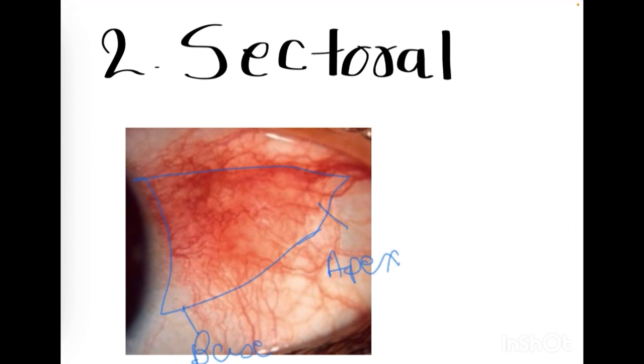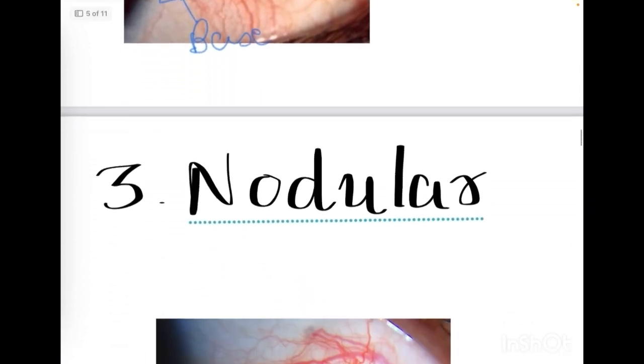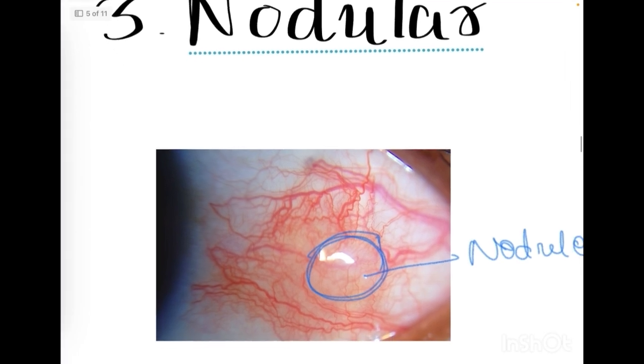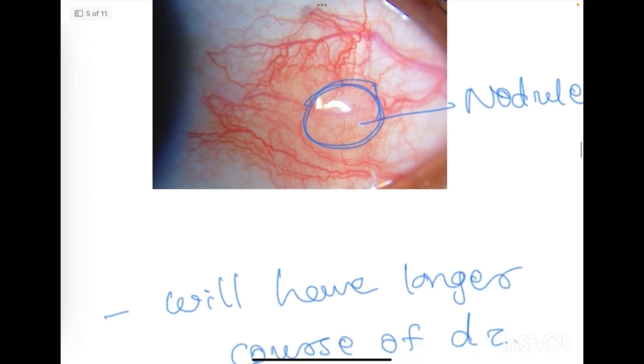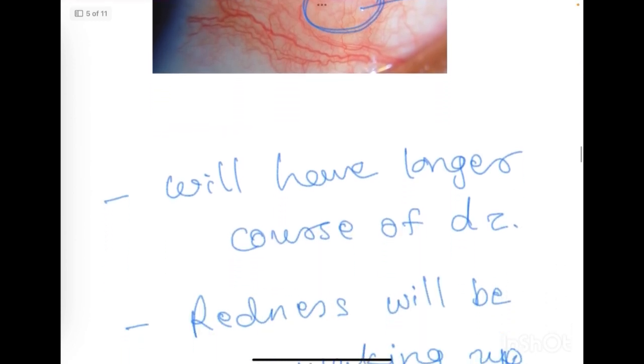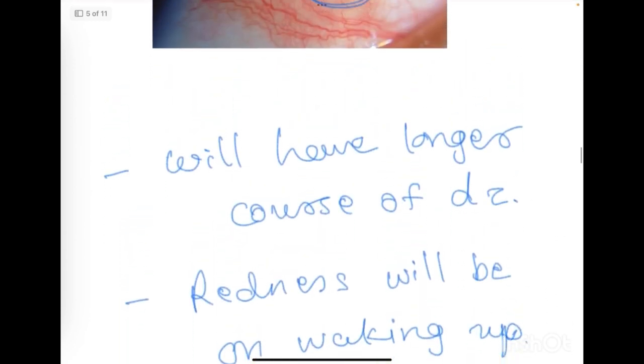As we can see, the one sector here drawn in blue color is more inflamed, and the part beneath that is comparatively quiet. So that is called sectoral episcleritis. It is seen in a triangular fashion where the base of the triangle is facing towards the limbus and the apex towards the temporal side. The third variety is nodular episcleritis. As the name suggests, there will be a nodule. It is a pinkish white nodule. This type of episcleritis will have a longer course of disease, and redness will be on waking up.